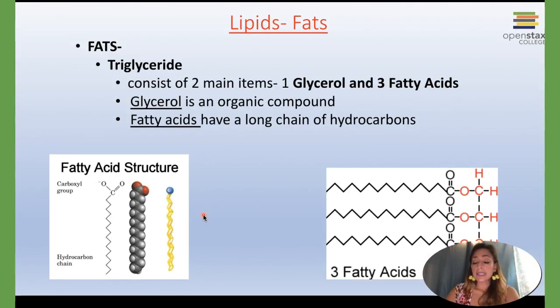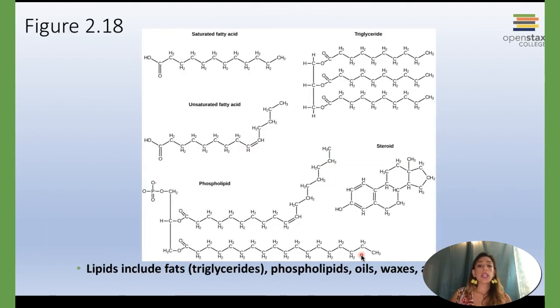Okay, here's your fats. We're talking about a form of lipid, a triglyceride. Tri meaning three. It is actually made out of a glycerol group and 3 fatty acids. So here's a glycerol, and here's your 3 fatty acid tails. Pretty simple. Here it is again. Here's your glycerol, and here's your 3 fatty acid tails.